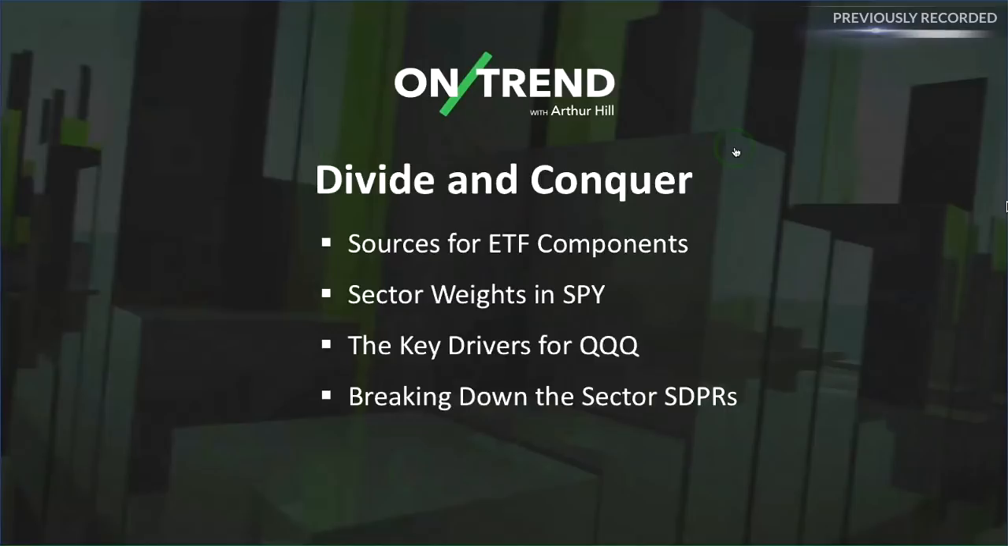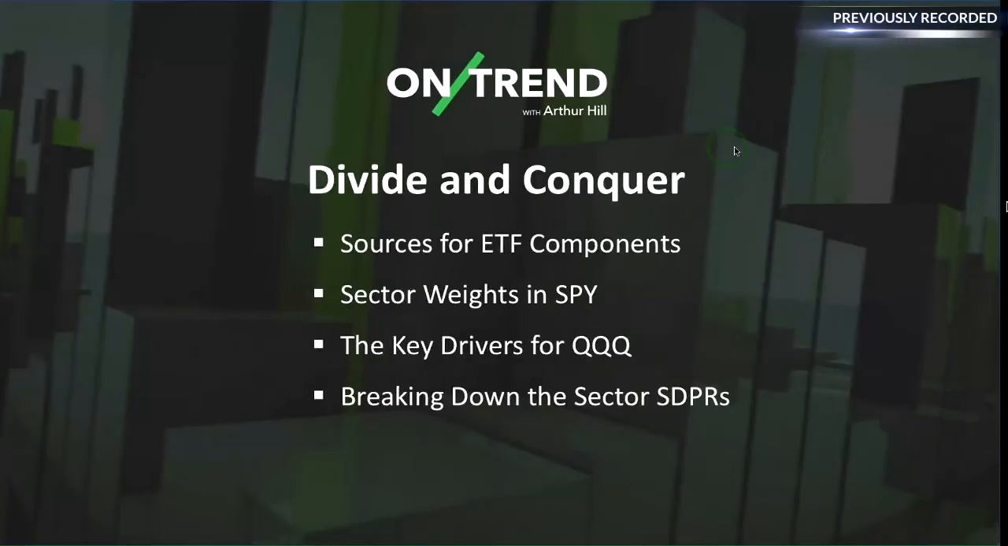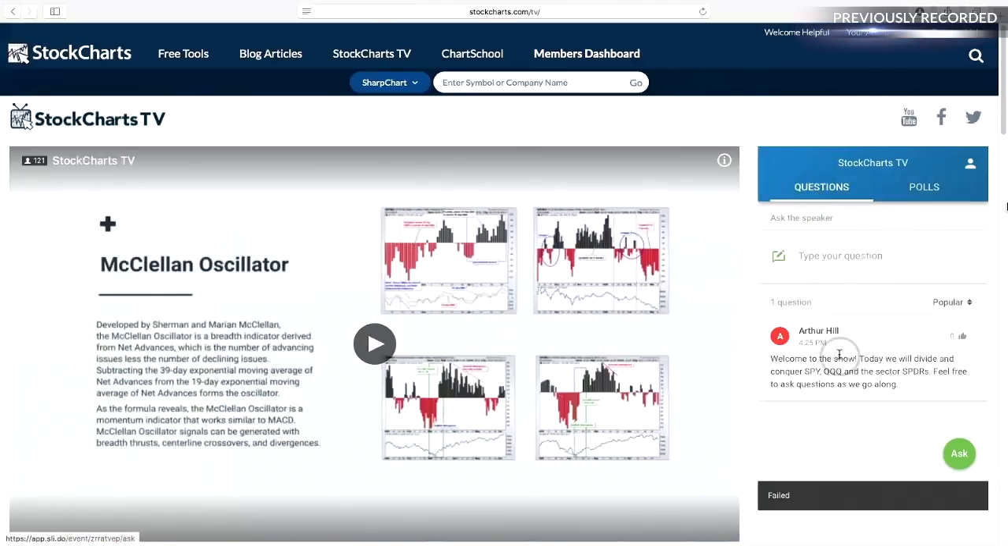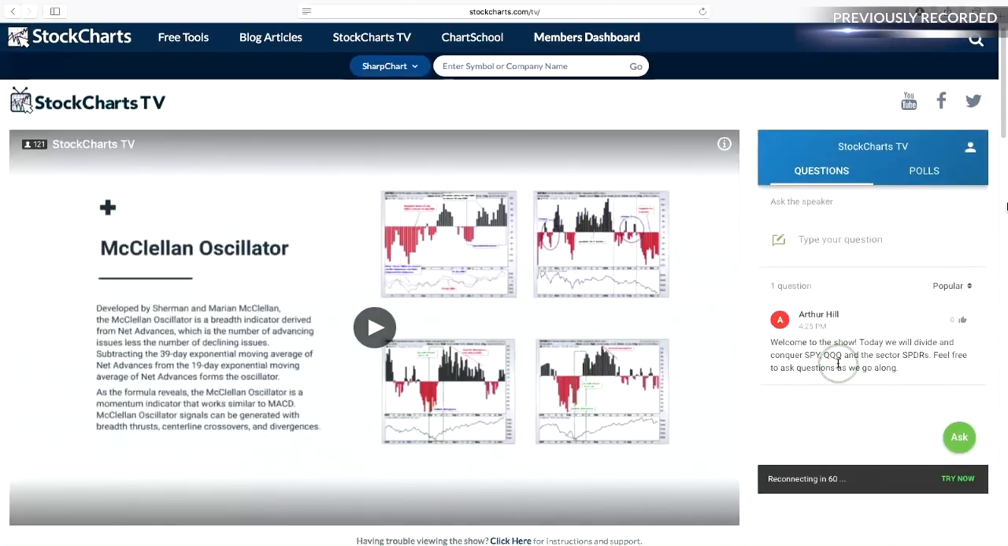So I'm just going to show you our poll and remind you that we do have a question box there. The poll today is, what is the combined weighting of the materials, real estate, and utilities SPDRs within the S&P 500? And here, of course, is the question box. And there you can see I haven't asked a question, but I put in a little comment there. So onward to our presentation.